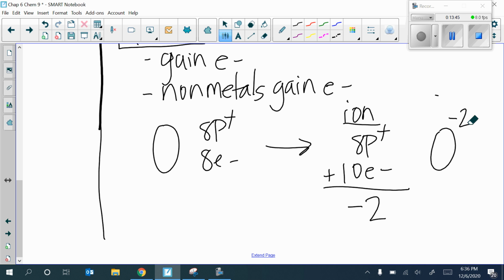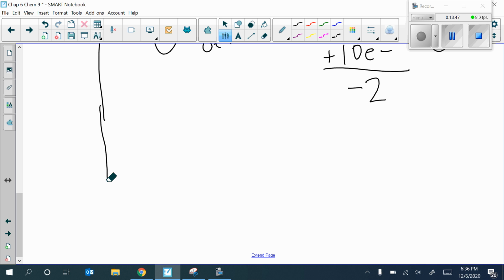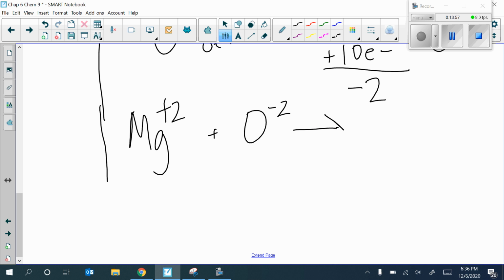Now I think you can see that if I add these 2 together, I get Mg plus 2 and oxygen minus 2. Well, magnesium is going to give 2 up, oxygen is going to take them in, and I am going to get the formula MgO, which is magnesium oxide. Okay, that is the end of those notes.